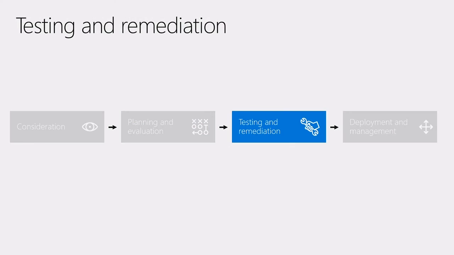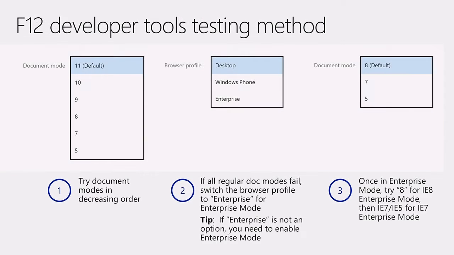All right, next let's talk about testing and remediation. This is where we're going to dive into some demos. I mentioned before, you can use the F12 developer tools not only to assess your environment, but also in IE11 to test the modes that an application can use. It's our recommendation that you test using IE11 document mode, and then IE10 document mode, and so on down the list, and then fall back to IE8 enterprise mode or IE7 enterprise mode.